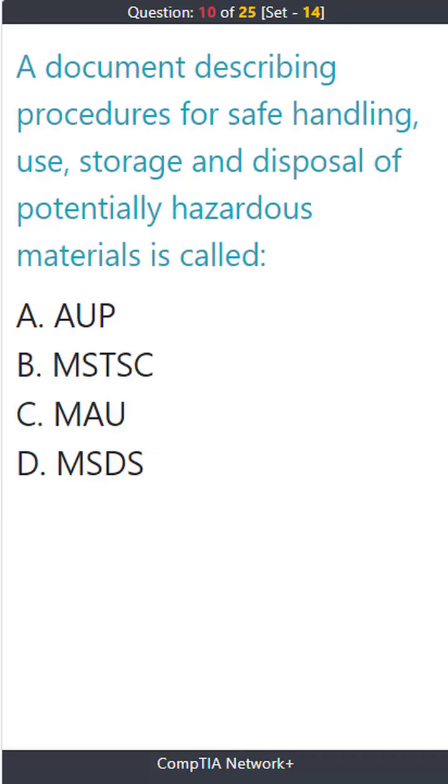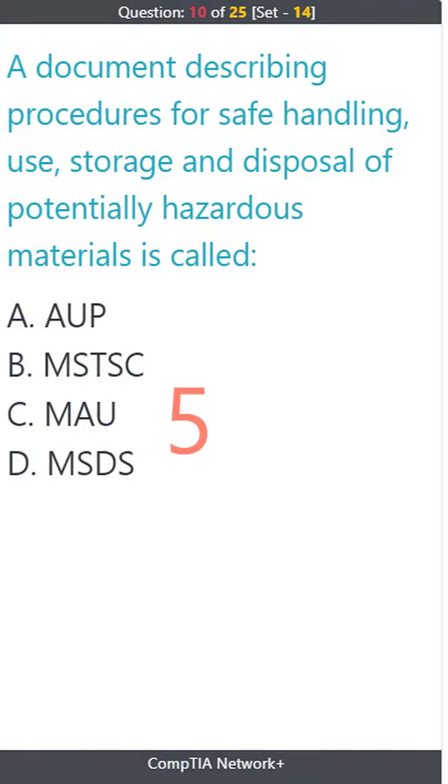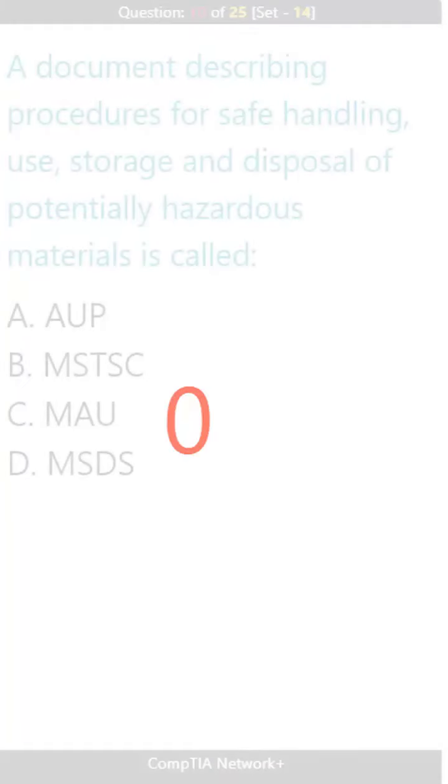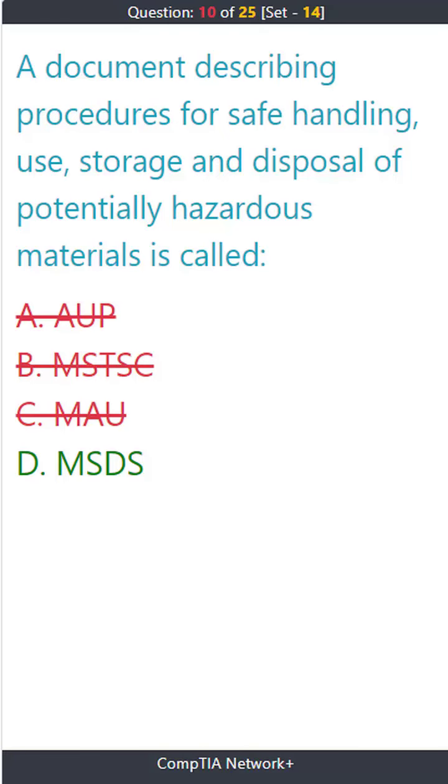Question 10. A document describing procedures for safe handling, use, storage, and disposal of potentially hazardous materials is called A. AUP, B. MSTSC, C. MAL, D. MSDS. The correct answer is D, MSDS.